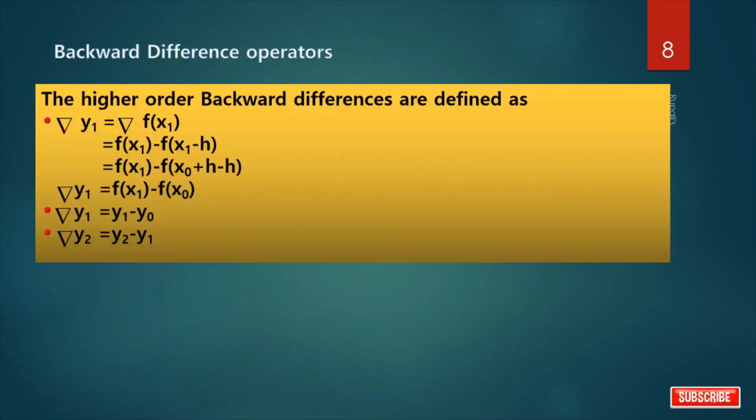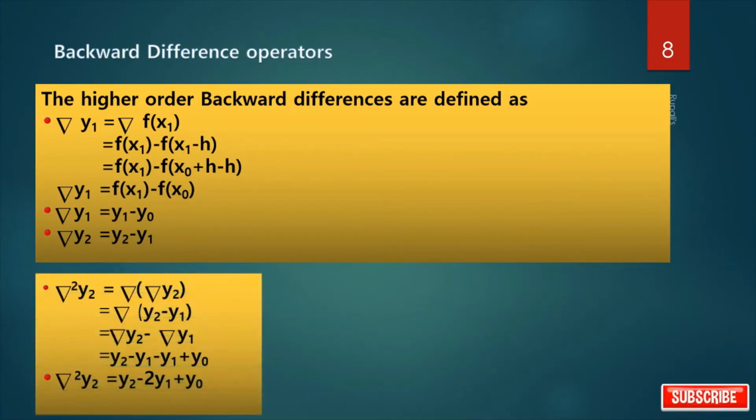The higher order backward differences are defined as nabla y1, that is nabla f(x1), and from the formula we can get nabla f(x1) is f(x1) minus f(x1 minus h), and what is x1? x1 is x0 plus h. So we can write nabla y1 is f(x1) minus f(x0), that is nabla y1 is y1 minus y0. In the same way we can write nabla y2 is y2 minus y1 and so on.